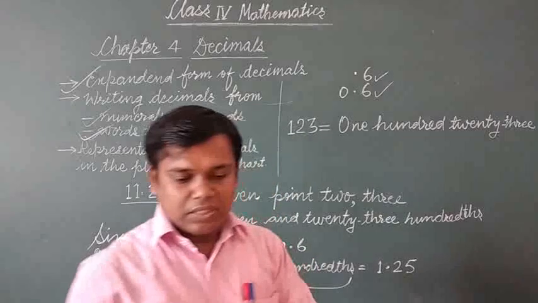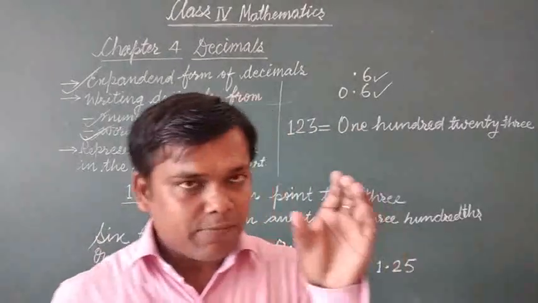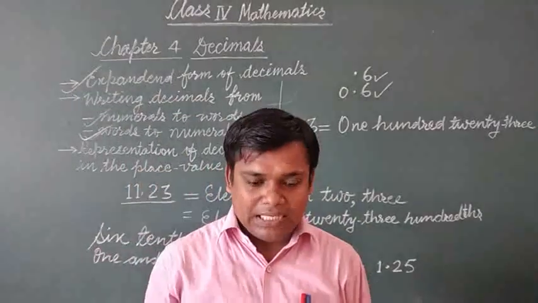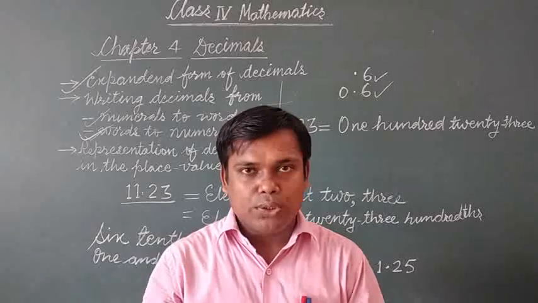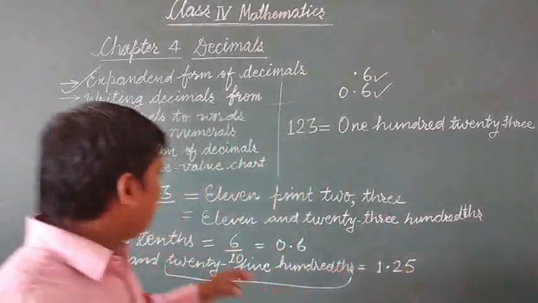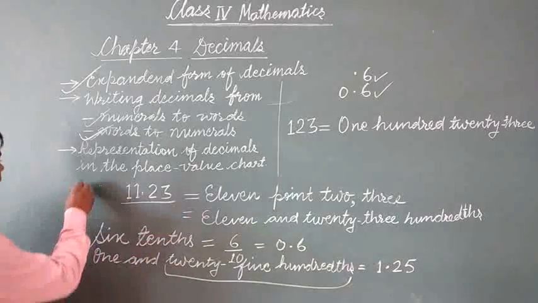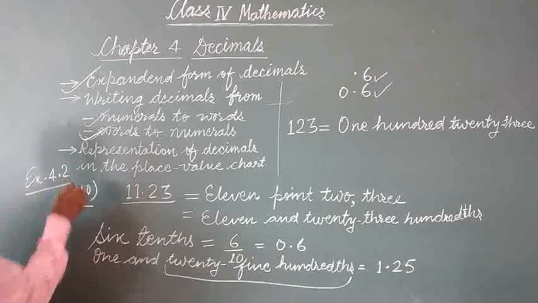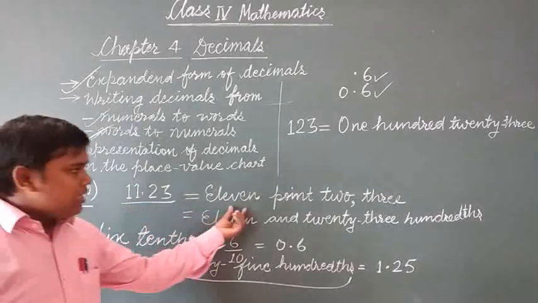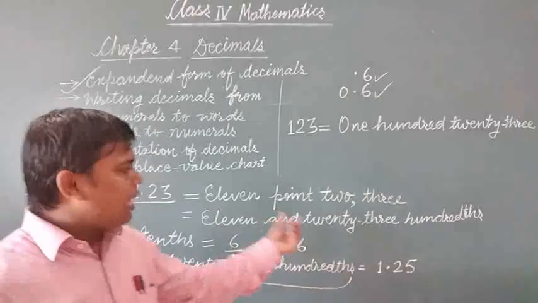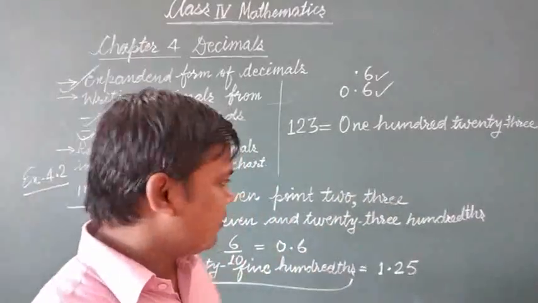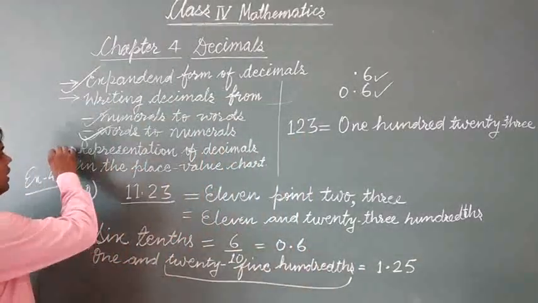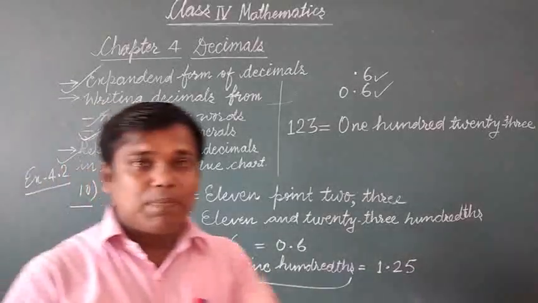1.25. In your book, before question number 10, the instruction is written: read and write in words. So question number 10 is 11.23. As I have told you, question number 10 of exercise 4.2, in words, 11.23 is 11 and 23 hundredths. Okay. Now the next topic we have to discuss here is representation of decimals in the place value chart.